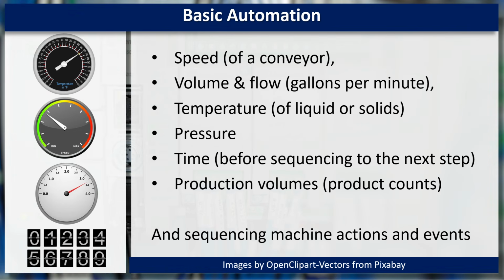Basic automation can control more than stopping and starting of a machine. It can control speed, volume, flow, temperature, pressure, production progress volumes, and a whole lot more. But automation's largest role is the sequencing of machine action. And this is only scratching the surface.